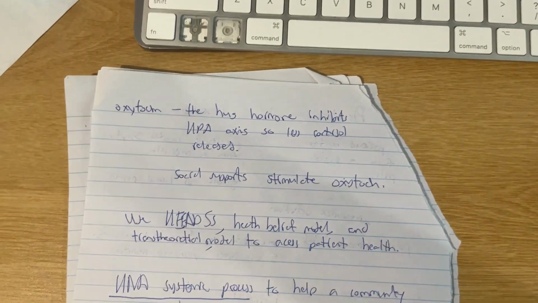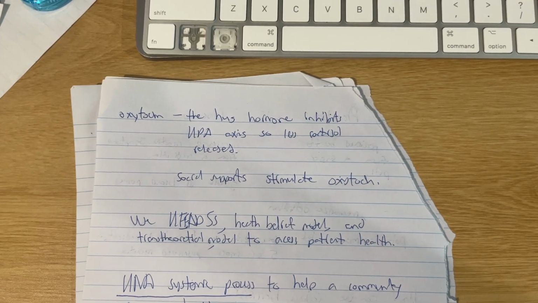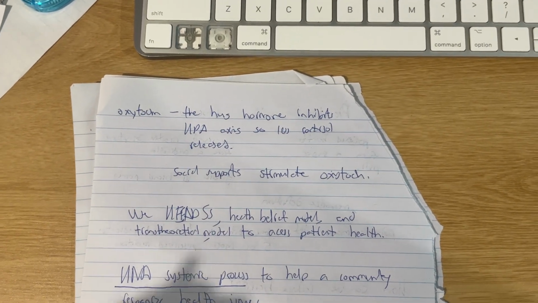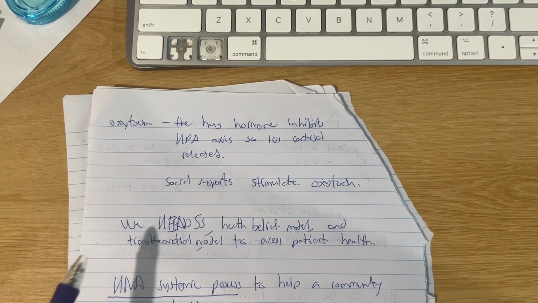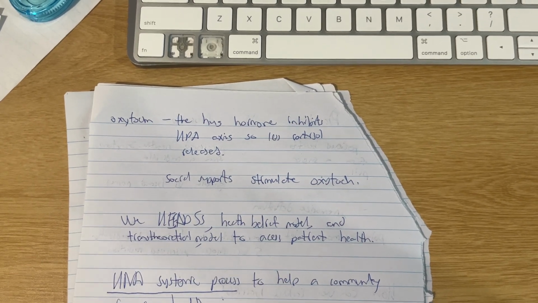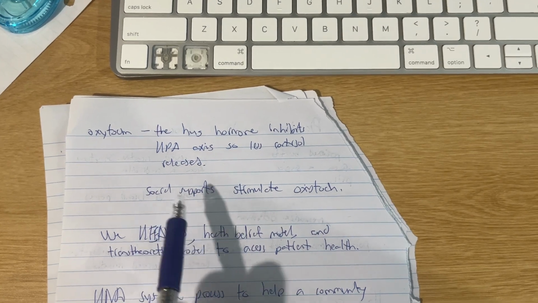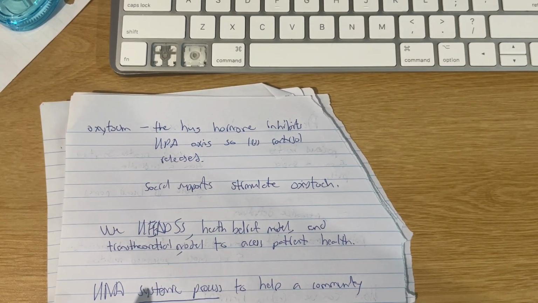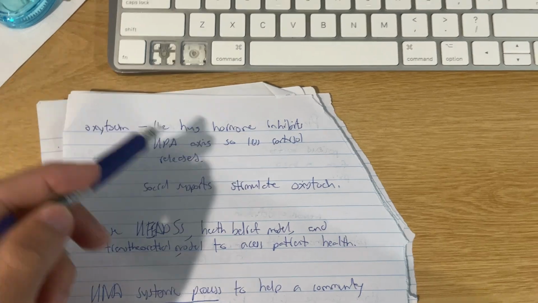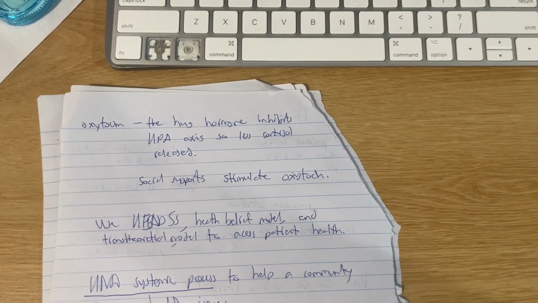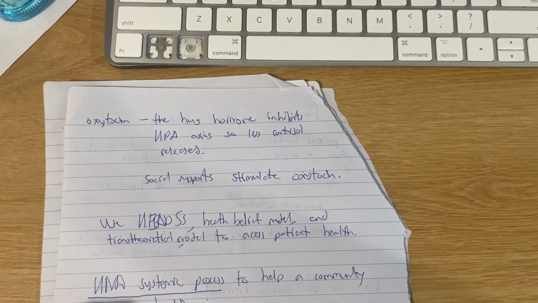So oxytocin is our hug hormone. If you give anyone a hug, you're going to release oxytocin. This is going to act on the HPA axis, so less cortisol is released. I'm not sure about that, but I think it's less cortisol. And social supports are going to stimulate oxytocin. It's just a fact. I don't really understand where it connects into the week, but I do remember that it was something important that came up.